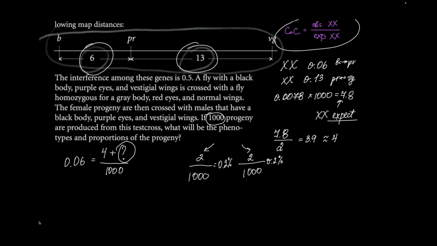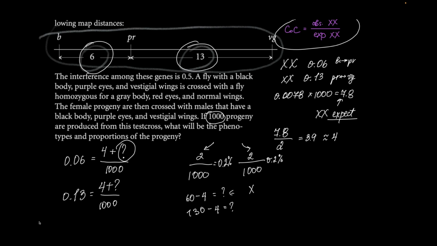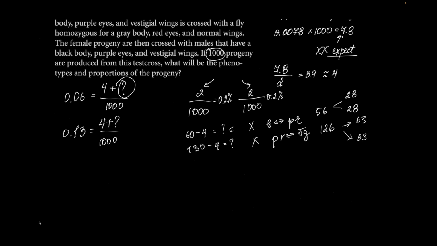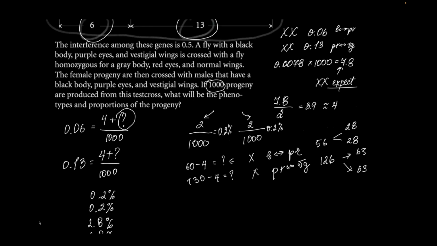By the same token, I would do 0.13. So cross multiply. You end up with 60 minus 4 equals the question mark, and 130 minus 4 equals a question mark. This is the crossover between B and PR, and these are the crossovers between PR and VG. So what is that? 60 minus 4 is 56, and 126, and you divide that by 2. So far I got 0.2% and 0.2% for double crossovers. Then I get 2.8% and another 2.8% for crossovers between the first two genes.